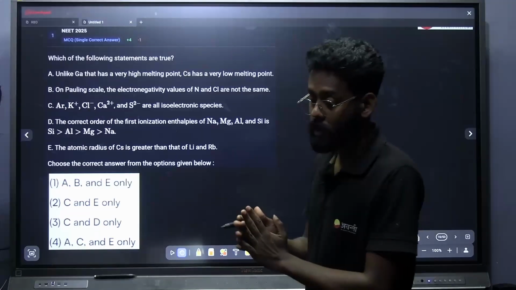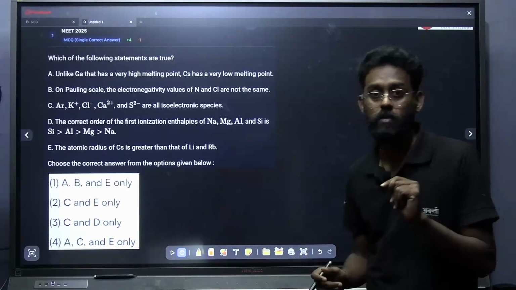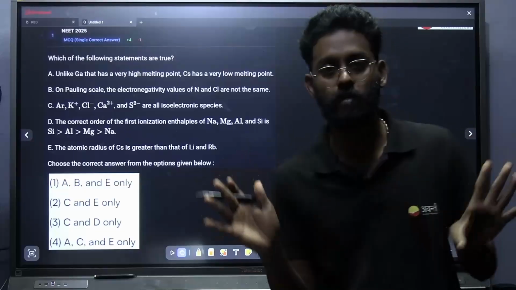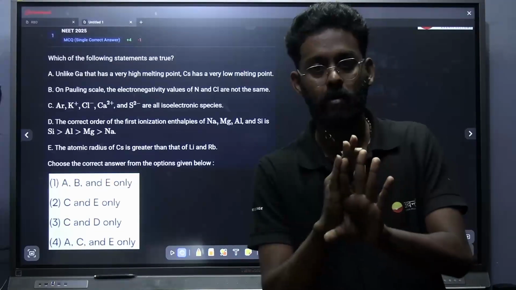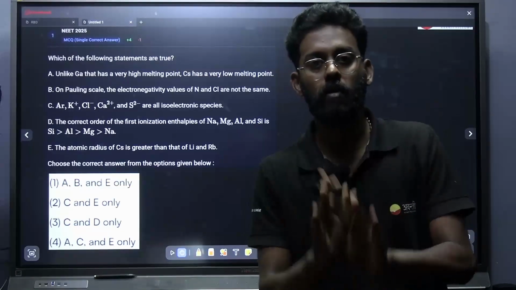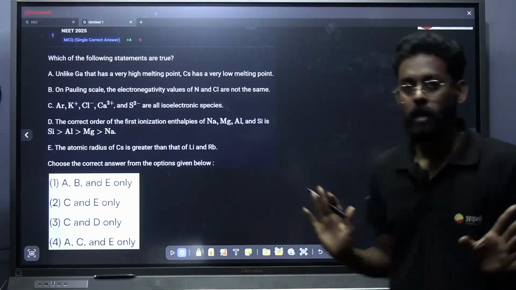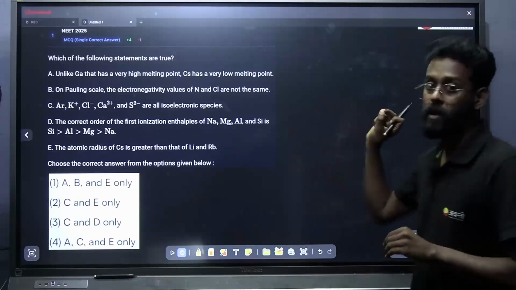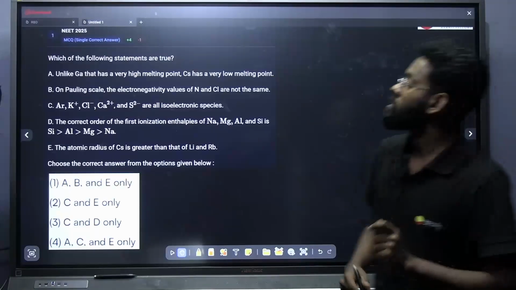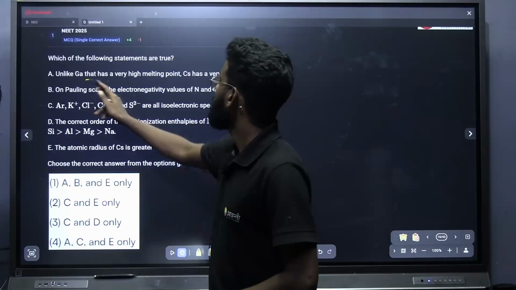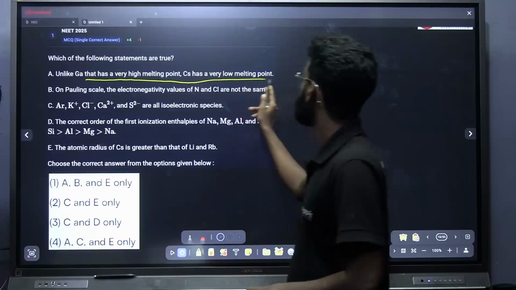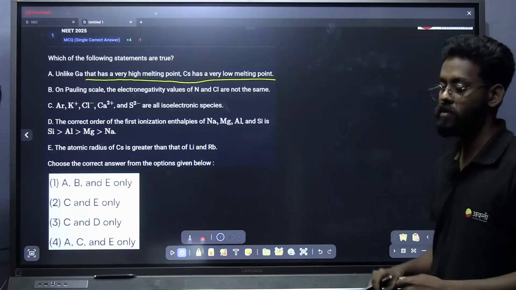And in periodic property, one thing is that there are informative questions in which you have to remember it by heart. That point also you have to make as a note. First one, unlike gallium that has a very high melting point, cesium have a very low melting point.